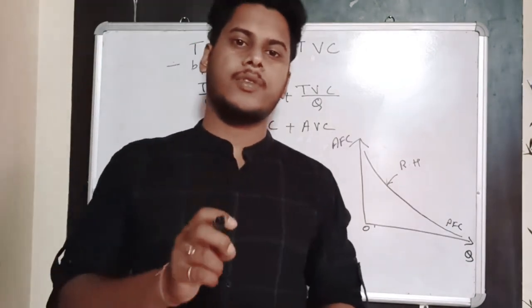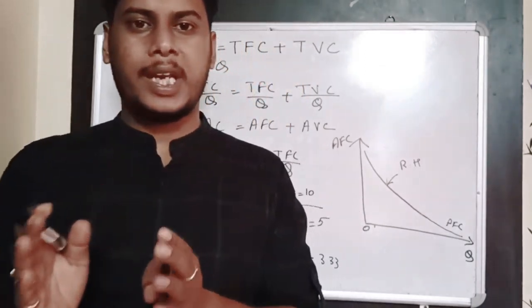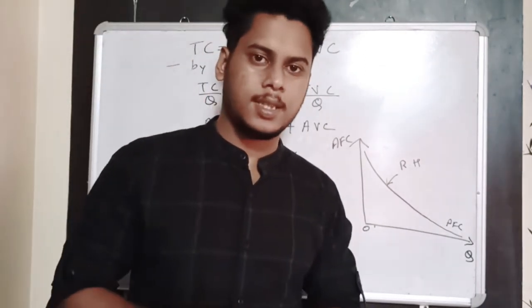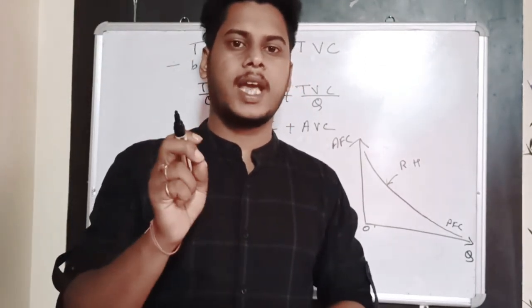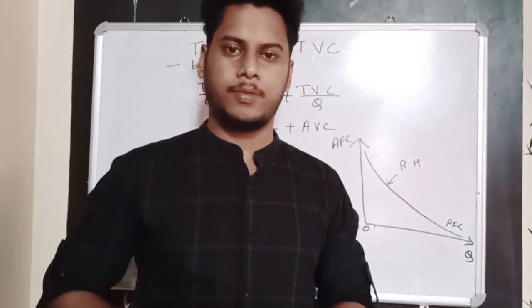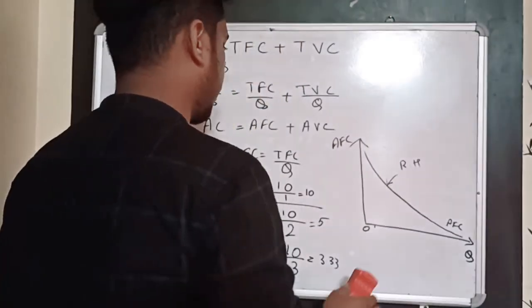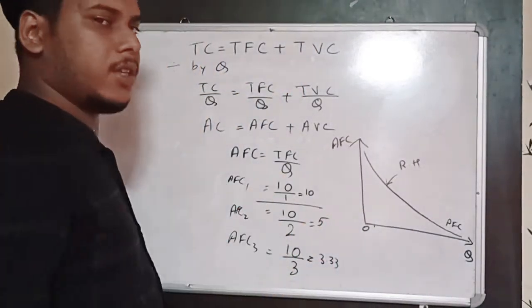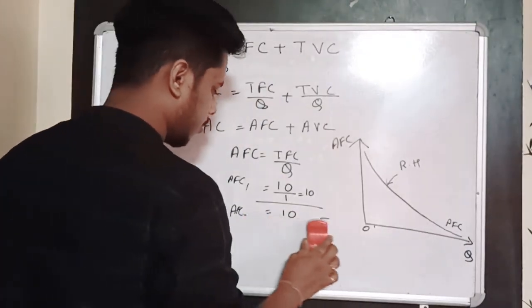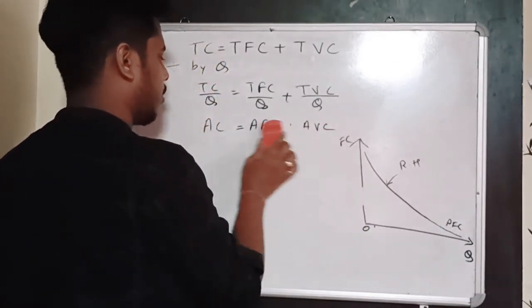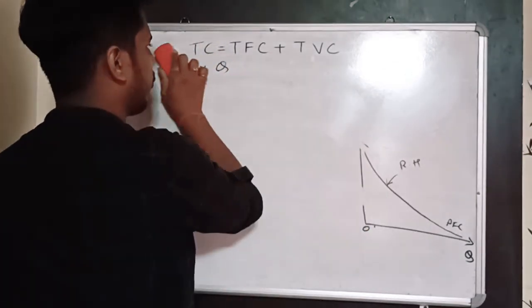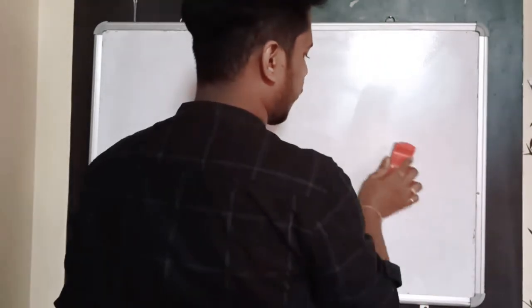Whenever a curve comes closer and closer to any of the axes and does not touch them, it is termed as the asymptotic property of a curve. Okay. So we are done with the average fixed cost curve. Then we will move to the average variable cost curve.